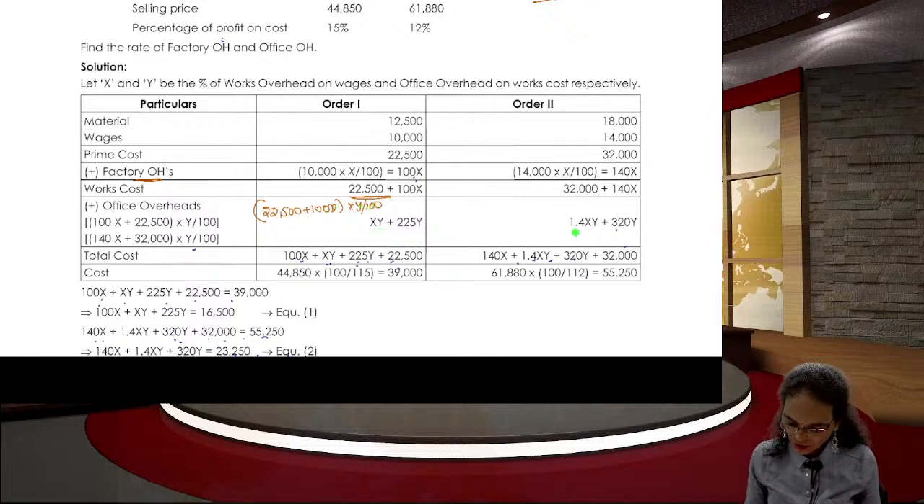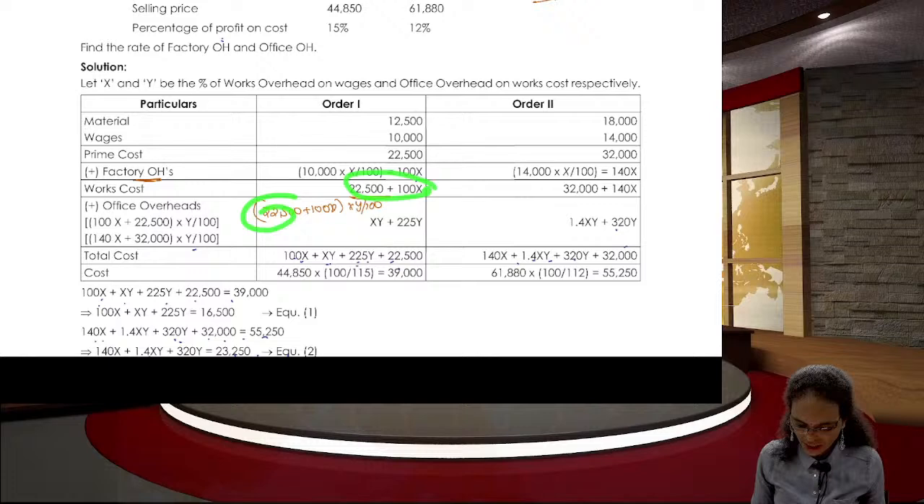For the second one also you will get the same thing, same process. So works cost plus office overhead is nothing but the total cost. So that one you got it.